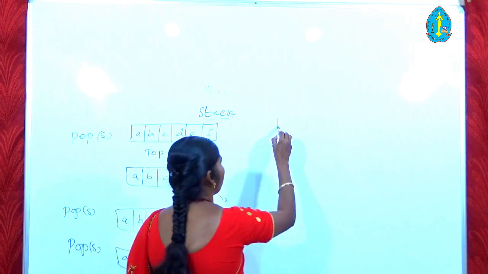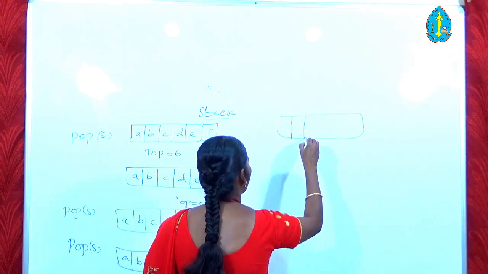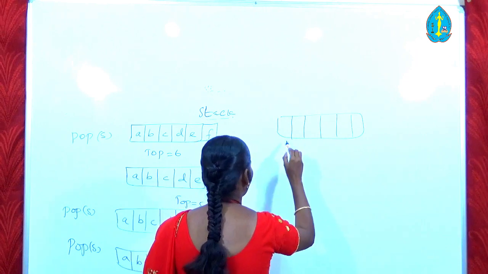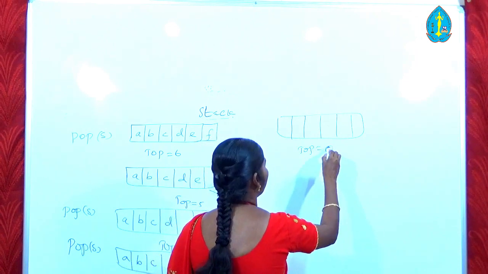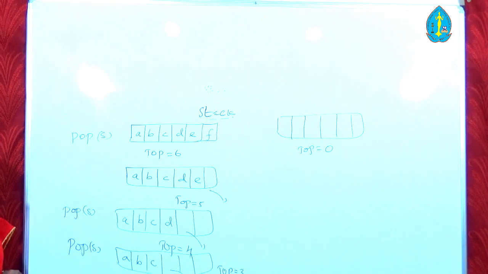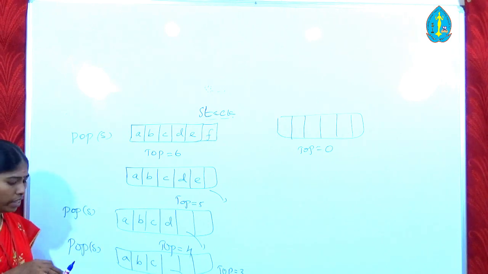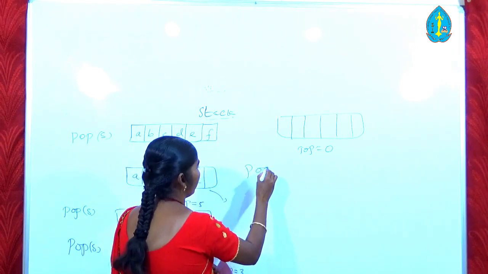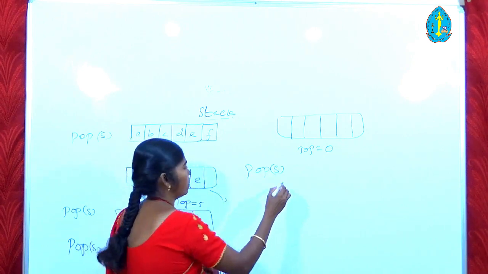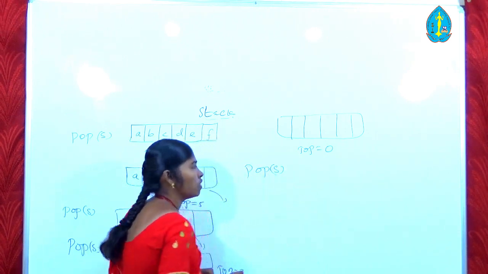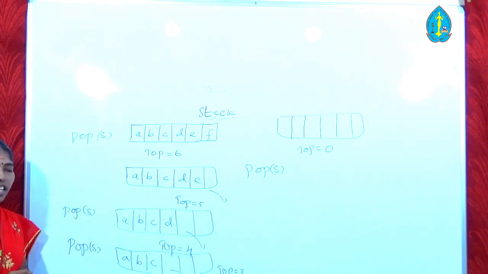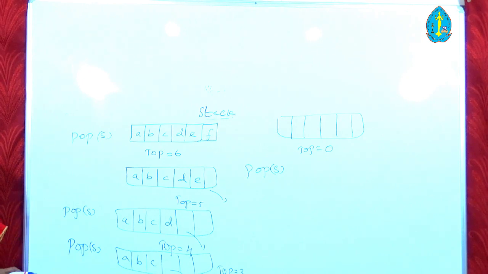So now all the elements have been removed from the stack. The top pointer is equal to 0, so all the items are deleted from that stack. Again we call pop of stack, that is deleting an item from the stack. The stack reports that the stack is empty, because all the items have been deleted. So we cannot pop or delete an item from that stack.